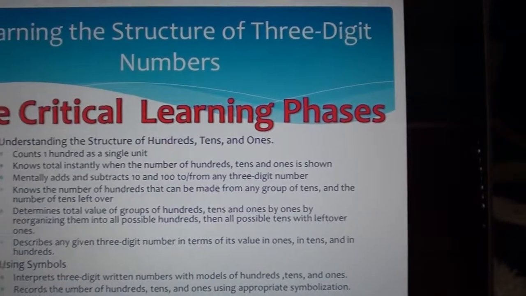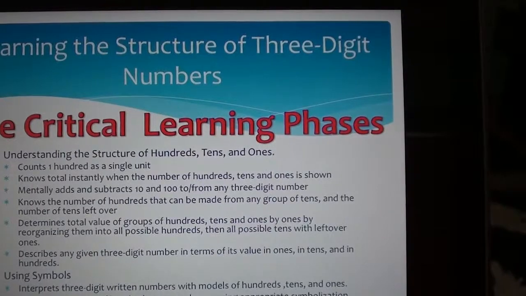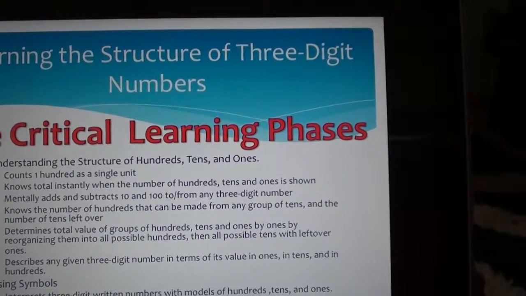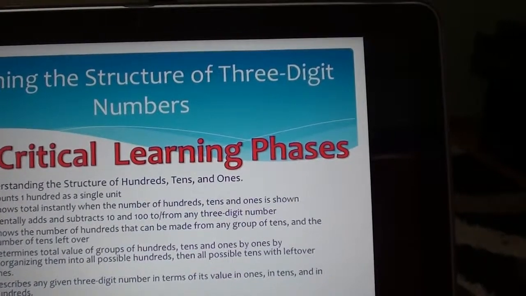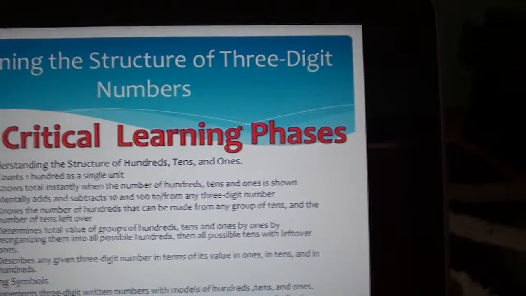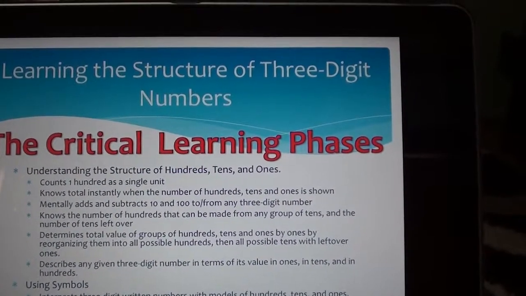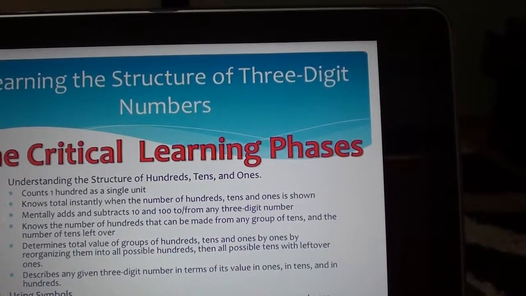Mentally adds and subtracts 10 and 100 to and from any 3-digit number. Knows the number of hundreds that can be made from any group of tens and the number of tens left over. Determines the total value of groups of hundreds, tens, and ones by reorganizing them into all possible hundreds, then all possible tens with leftover ones.